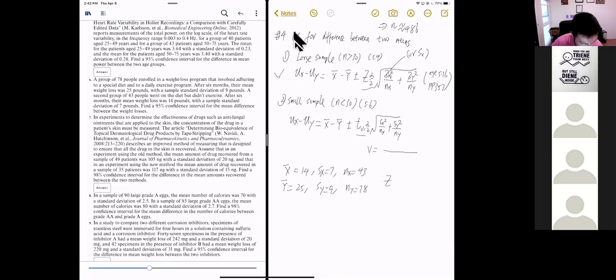So Z half alpha depends on the CI. For a 95% CI, half alpha is 0.025. So Z 0.025 is equal to 1.96, from table 8.2. Then just plug into the equation here.